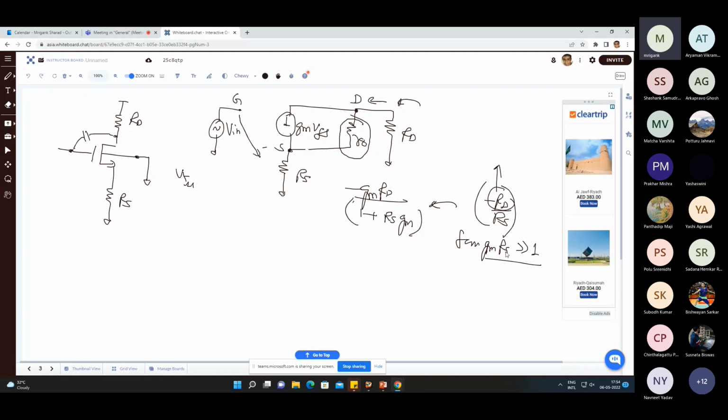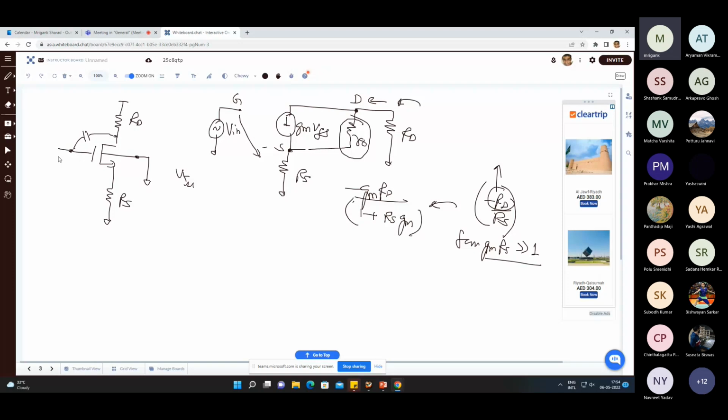And if your GMRS is greater than 1, then either the GM has to be very large, which means ID has to be large. And then there is a constraint on RD coming into the picture. If the ID is very large, you can't have RD very large. If your ID is small, you need to keep W by L large. If W by L is large, you will get good GM. Bandwidth may get limited a little bit. So those things you can figure out: by changing what parameter the gain will increase, by changing what parameter the bandwidth will improve.